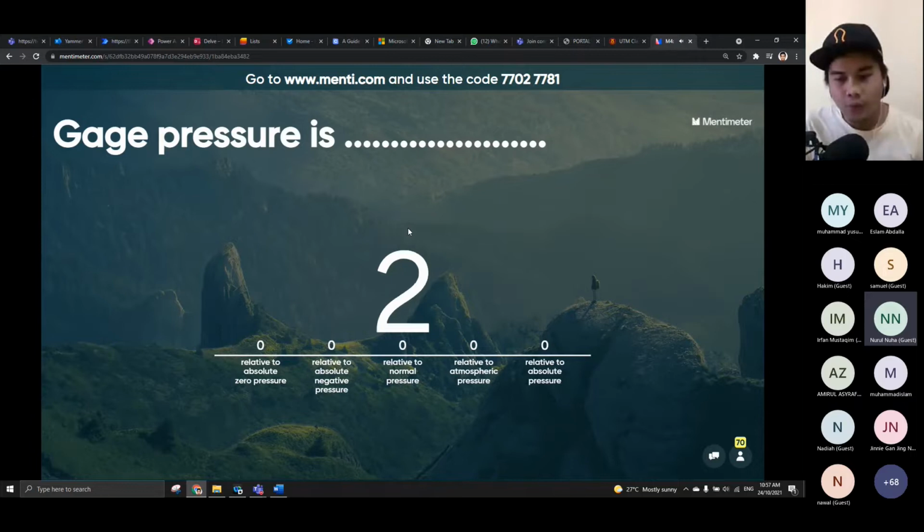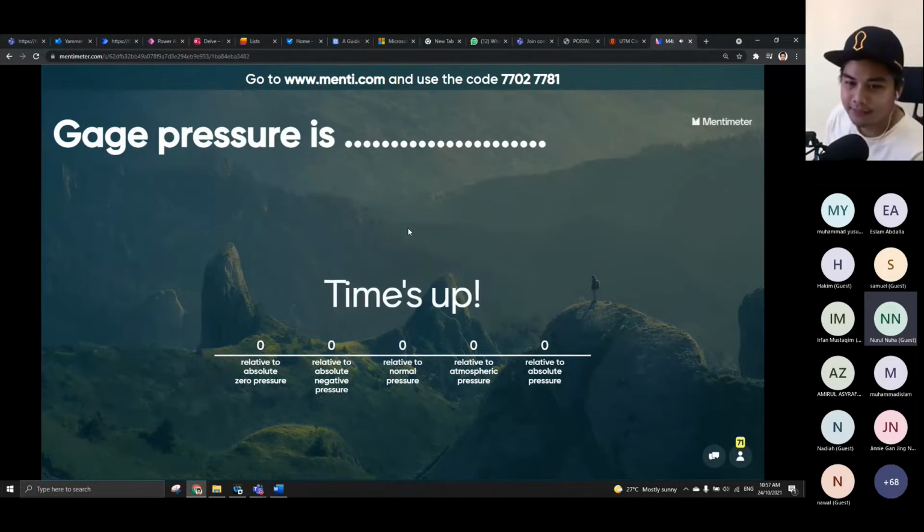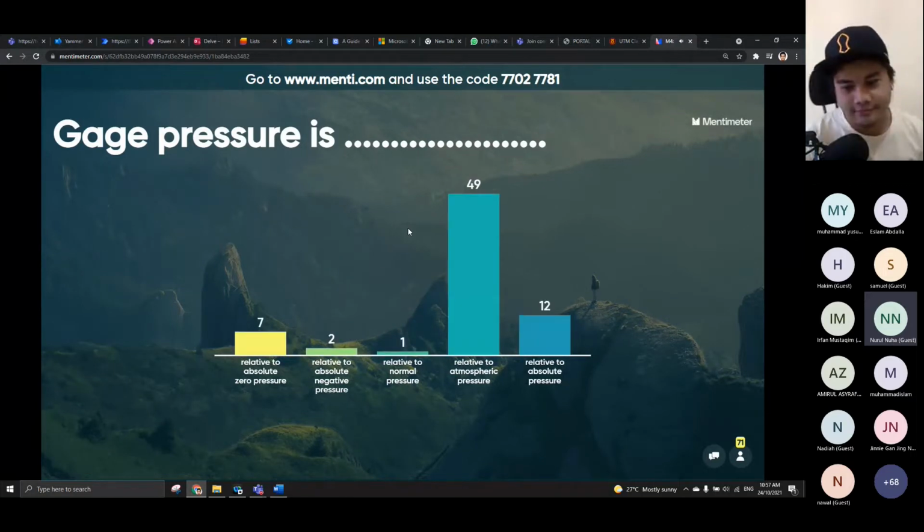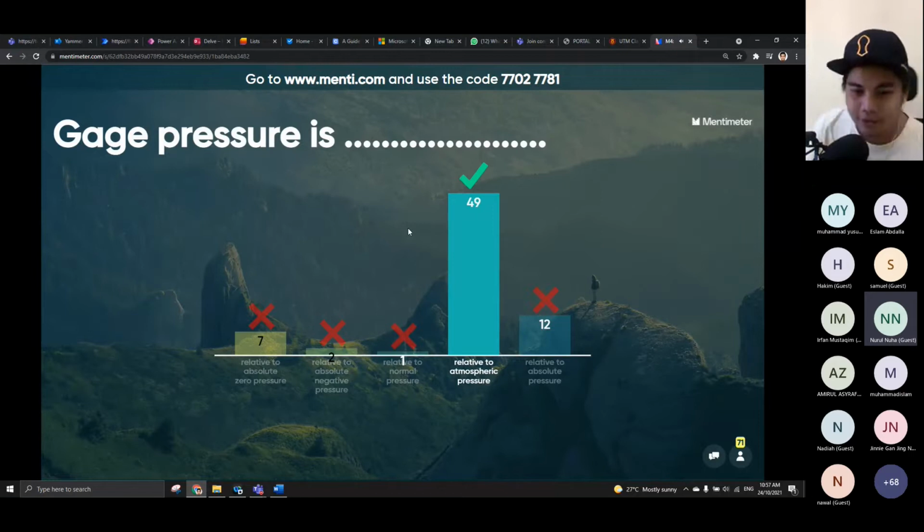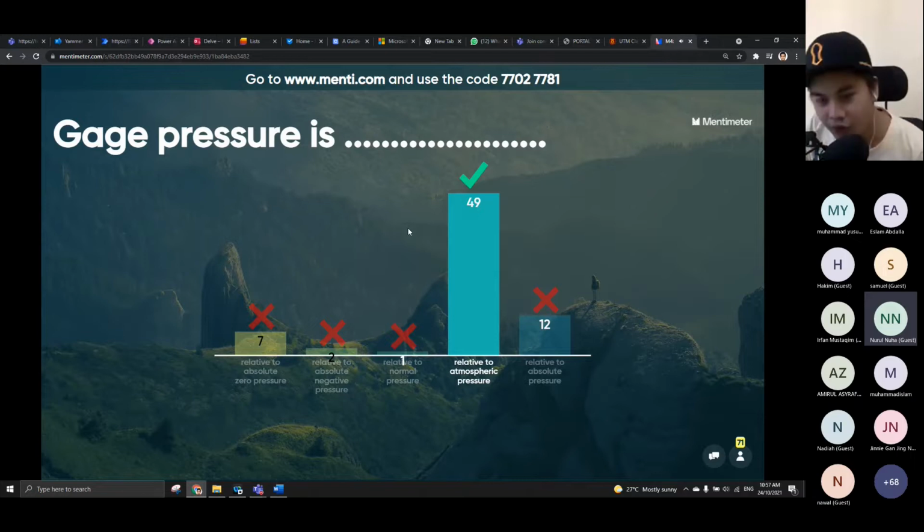3, 2, 1. Time's up. Seven of you got it wrong. Gauge pressure is relative to atmospheric pressure. Remember that.